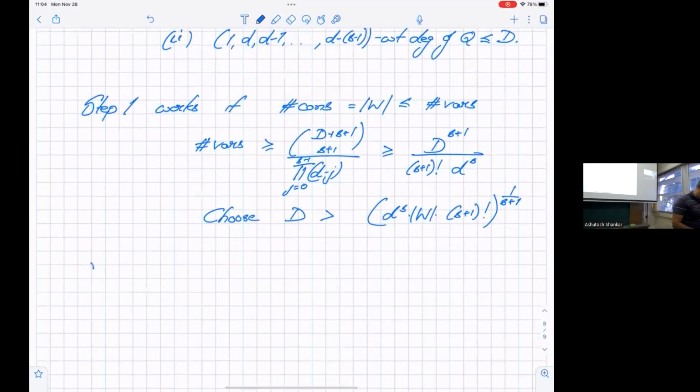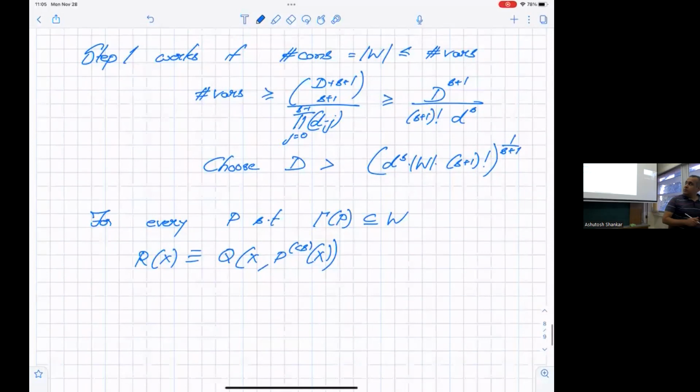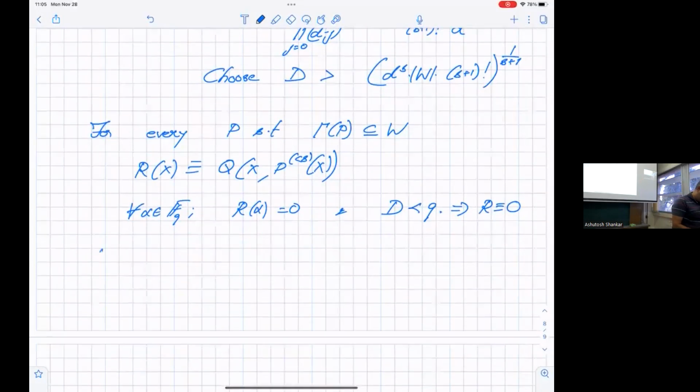Now what can you infer at this point? For every P such that gamma p is fully contained in W, if you look at the polynomial R of x defined as Q of x, p less than s of x, we get that for all alpha, R of alpha is 0. And if D was less than Q, R is identically 0 as well, as always. Therefore, you have that P satisfies Q of X, P less than S of X.